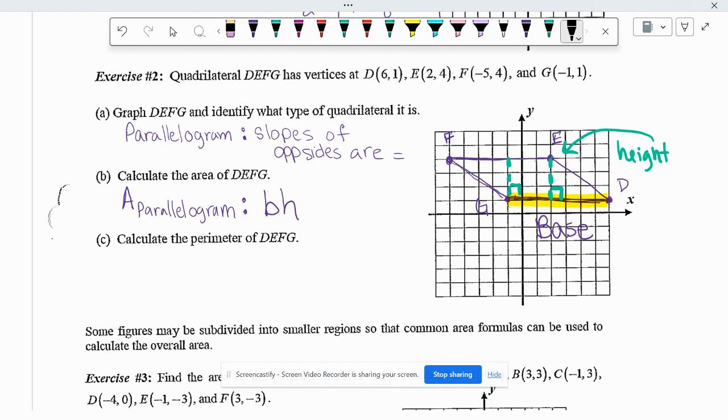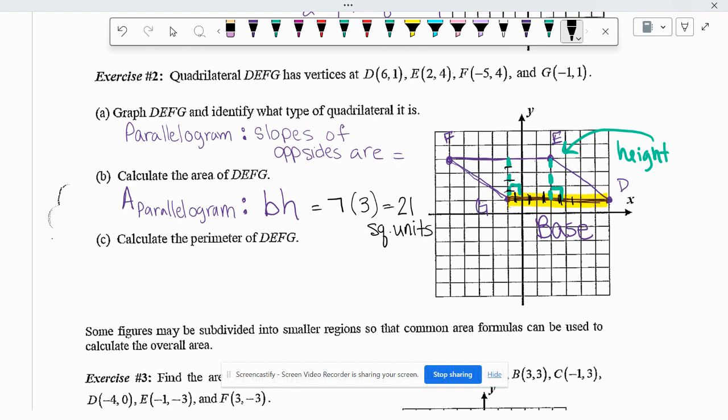So what is the measurement of our base? Yeah, our base has a measurement of 7. And what is the measurement of our height? 3. So this has an area of 21 square units.